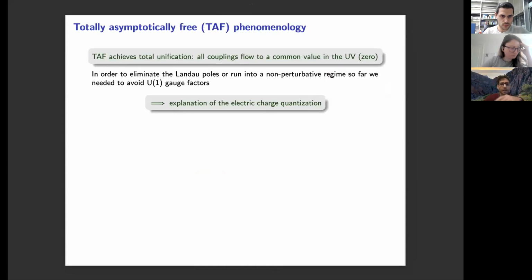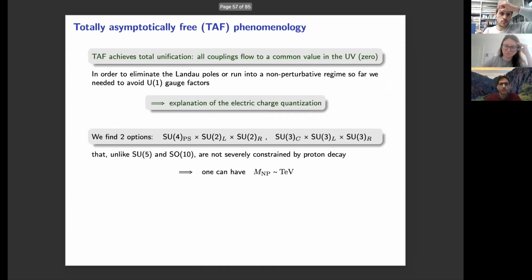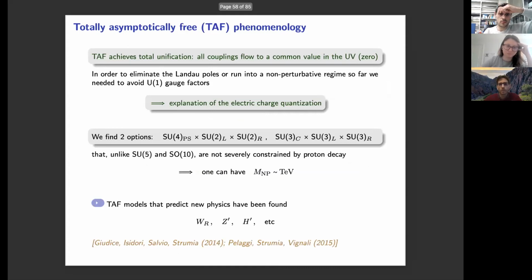This slide also tells you that we have to avoid U(1) gauge factors in this case. So we have an explanation of the electric charge quantization, and we found two options that are not severely constrained by proton decay, which are Pati-Salam and trinification, which lead to some new physics at some high energy scale.